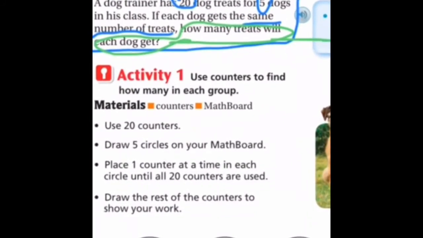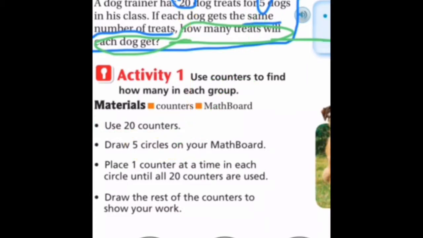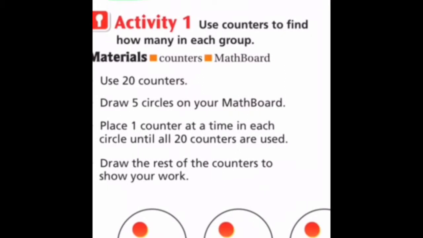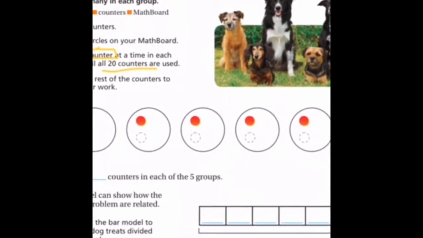We're going to use counters to find how many in each group. We'll need 20 counters because there are 20 treats. And we're going to draw 5 circles because there are 5 dogs. Okay? Now let me erase some of this so it's not such a mess. Okay. And as we've talked about before, place 1 counter at a time in each circle until all 20 counters are used. And they started us off with the red circles, and then we can draw our others here.